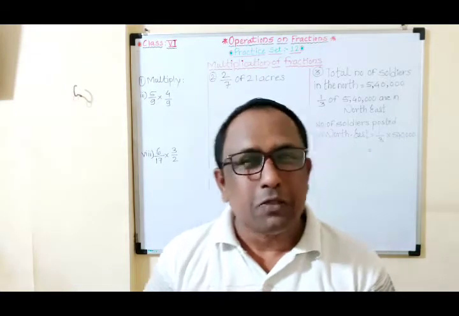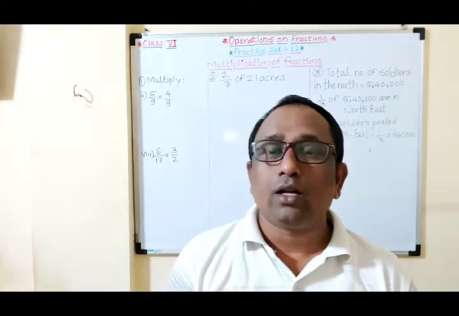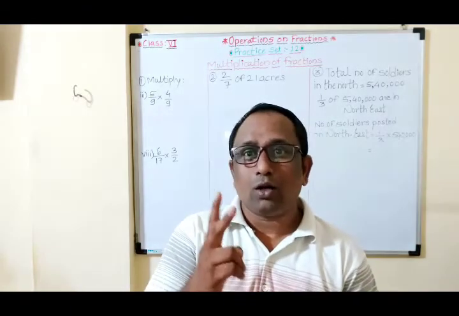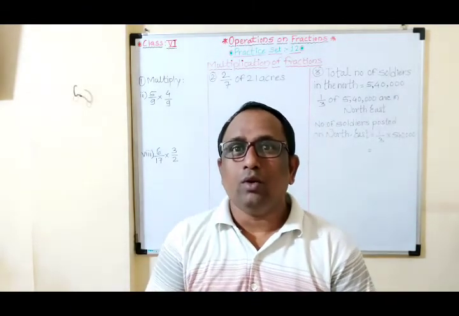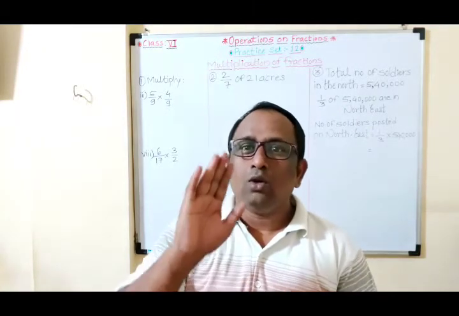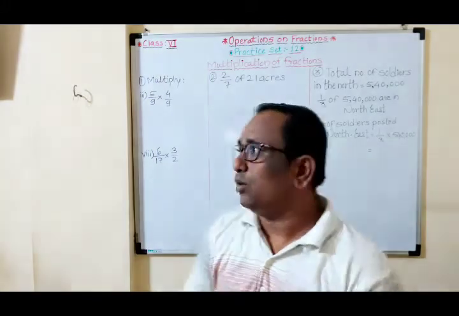Multiplication of fractions is very simple. Okay, in addition and subtraction we have to make the denominators the same. There are two methods, just as we saw in the previous video. But here it is very simple, students. You have to multiply numerator to numerator and denominator to denominator. Very simple. Look here.